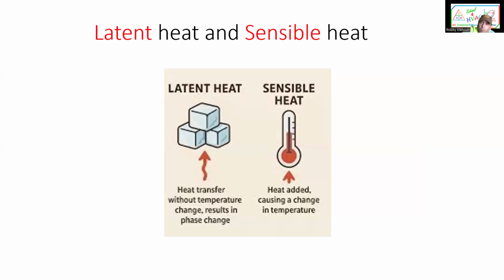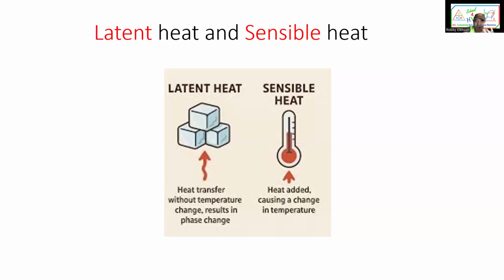For example, what's going on in my glass right now is latent heat, right? The ice and water are not changing temperature, same temperature, 32 degrees, but heat is added to the glass and the ice is melting. Ice is melting because heat is added, but the temperature remains the same. Therefore, it's called latent heat: a change of state, but not a change of temperature. Right now, ice is melting, changing state.